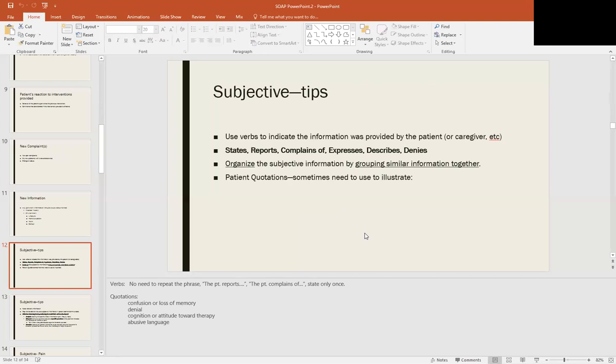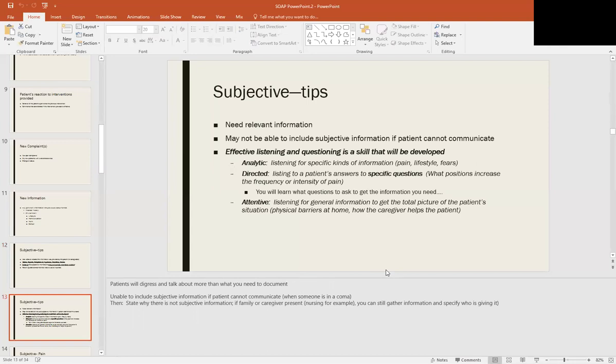And then the patient quotations, I talked about this a little bit more. You would use quotations if there's some confusion or loss of memory, if they are refusing physical therapy and they might use some vulgar language in their refusal for physical therapy, their cognition or attitude, and abusive language, and that doesn't always have to be vulgar language too. So those are things you'd want to put in quotations so you know exactly what the patient said.